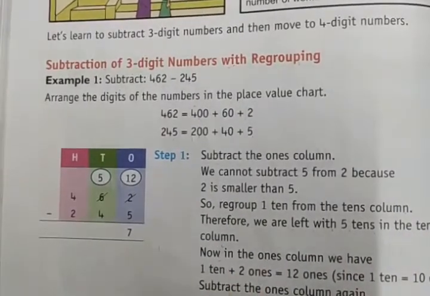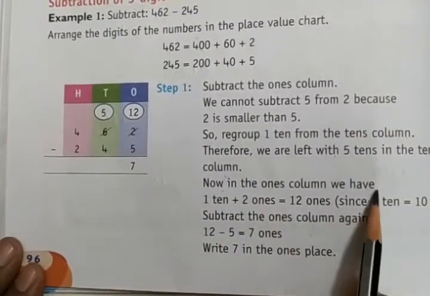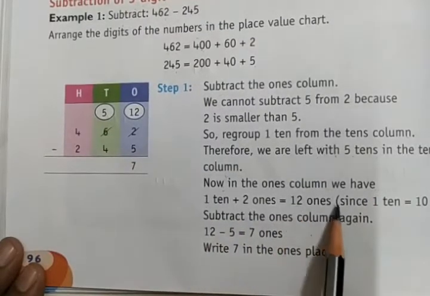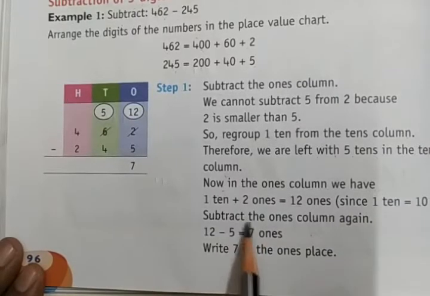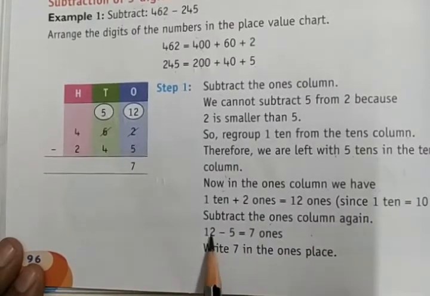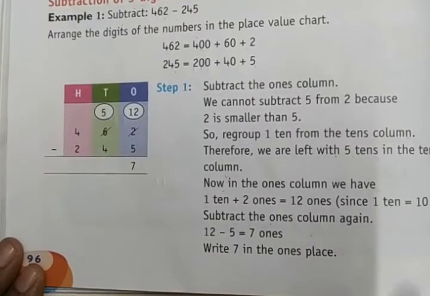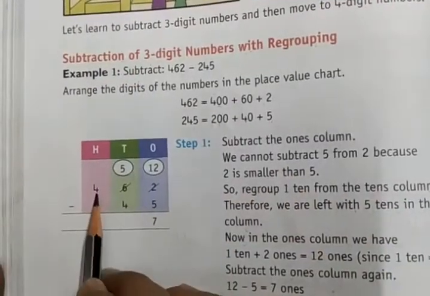Now in the ones column we have 1 ten and 2 ones, which is equal to 12, since 1 ten is equal to 10 ones. Subtract the ones column again. So 12 minus 5 is equal to 7, right? 7 in the ones column. This is very simple, and I will solve it here.